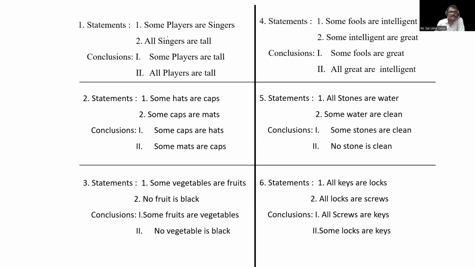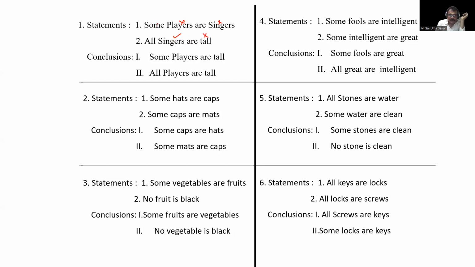First one, some players are singers. First, immediate inference. Some singers are players, some players is not there. Leave it. All singers are tall. Some singers are tall, some tall are singers is not there. So there is no immediate inference for the first question. Now go to the mediate inference. Yes, both subject and predicates are not distributed. Yes, subject is distributed, predicate is not distributed. What is the middle term? Singers is distributed. So the conclusion may exist.